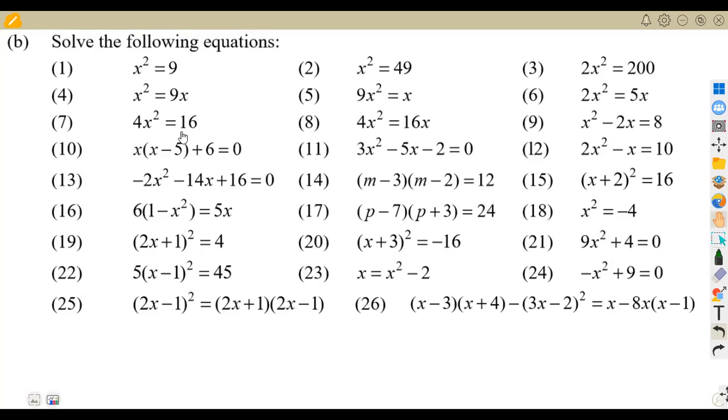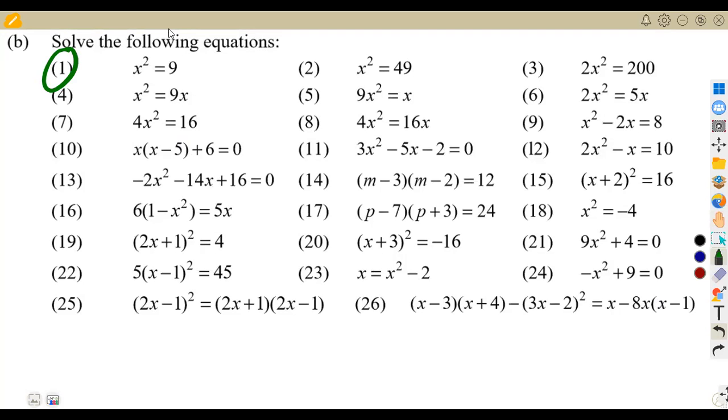Wait, why are you talking about the factorization? Okay. Consider the first equation that we have on number B. Solve the equations. Number B, we are given the first question. Now, I'm not going to answer everything. I'm just going to take 1 or 2 questions that we need to actually do our solving by factorization.